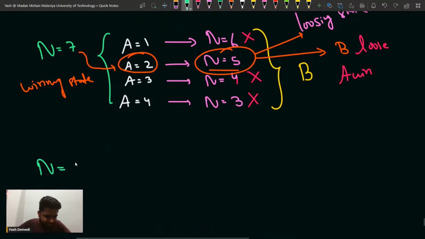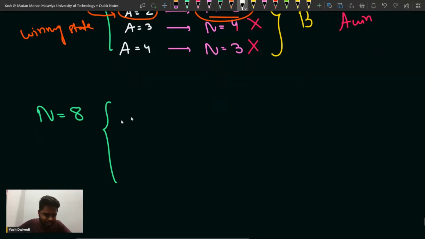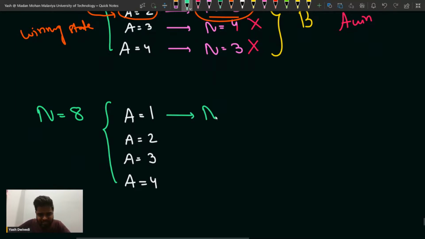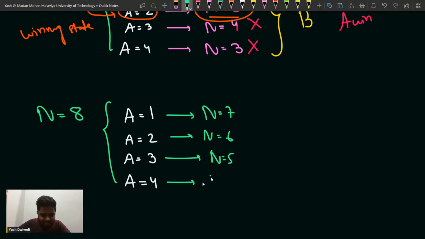Okay, then I will see what is going to happen when n value is 8 now. When the n value is 8, either A can take 1 or A can take 2, because A is always going to start. That is why I'm considering the cases for A. In this case, either n is going to be left as 7, or n is going to be left as 6, or n is going to be left as 5, or n is going to be left as 4.